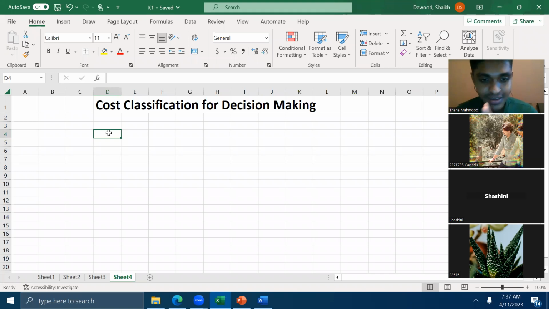Yeah, this is kind of an interesting area as well. Cost classification for decision making.